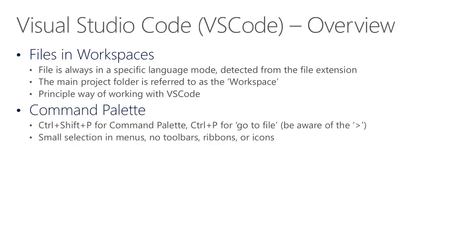Then we have something called the command palette. VS Code works with a command palette. The access to the command palette is Control-Shift+P. If you do Control-P without the Shift, you go to File, which has this little greater than character. I'll show you how that works. It's really cool how just by typing the greater than sign, it goes into a different mode of the same text box. It's really slick once you see it. There's a small selection of menus. There are no toolbars, ribbons, or icons except for what's in the activity bar.